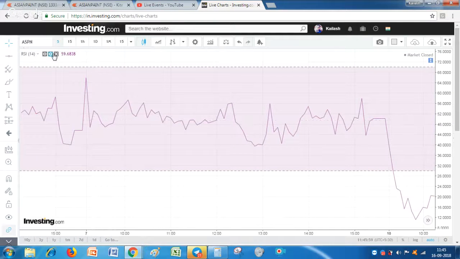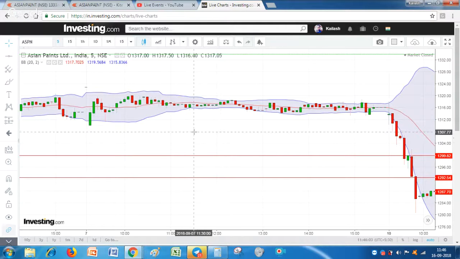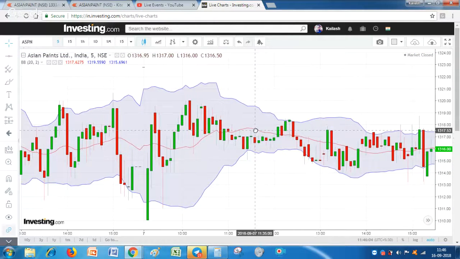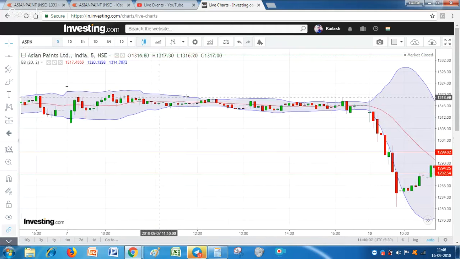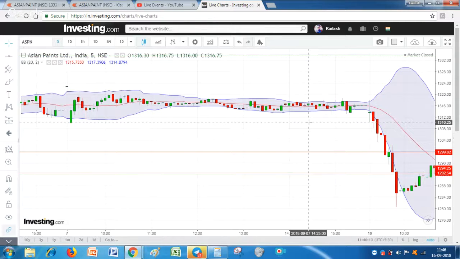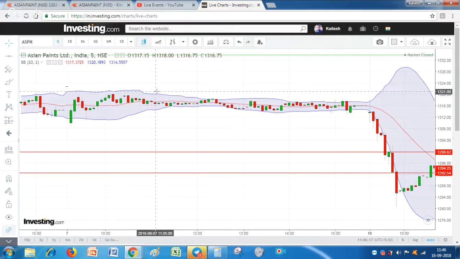Sorry, friends, what is that? Okay, so let us remove the RSI. Okay, friends, so look at this. This Bollinger Band has come to a very narrow range. So once there is a narrowing in the Bollinger Band, friends, we should expect a big move in the stock after the Bollinger Band has come to a narrow range.